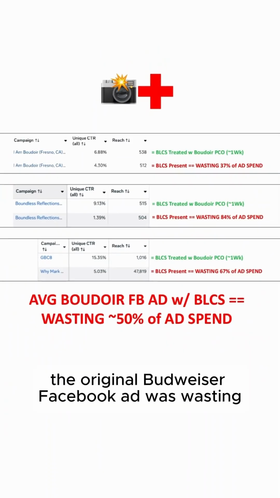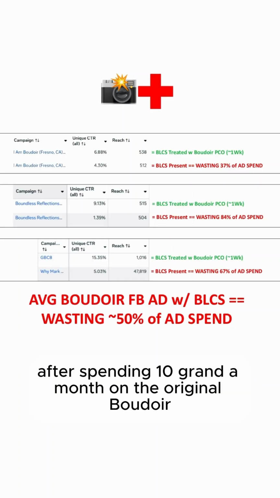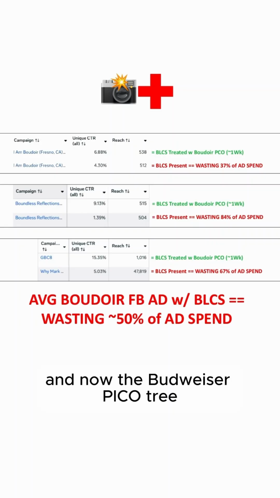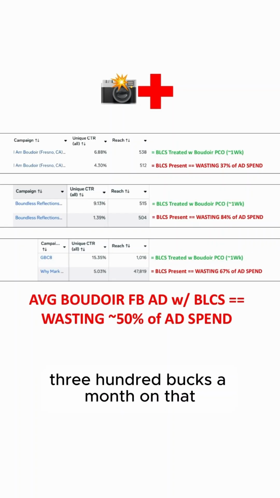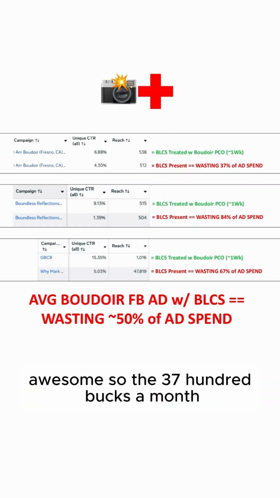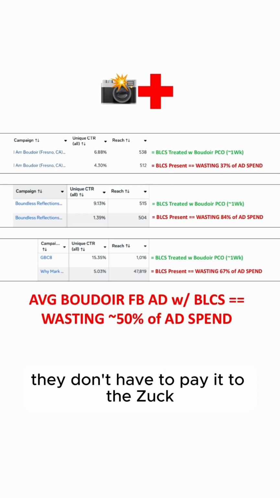So we found out the original Boudoir Facebook ad was wasting 37% of ad spend. So if they're spending 10 grand a month on the original Boudoir Facebook ad, now with the Boudoir Pico treated ad, they only need to spend $6,300 a month to get into the same number of women's brains. Awesome. So the $3,700 a month, they don't have to spend it anymore. They pocket it. They literally just keep it in their pocket. They don't have to pay it to the Zuck.